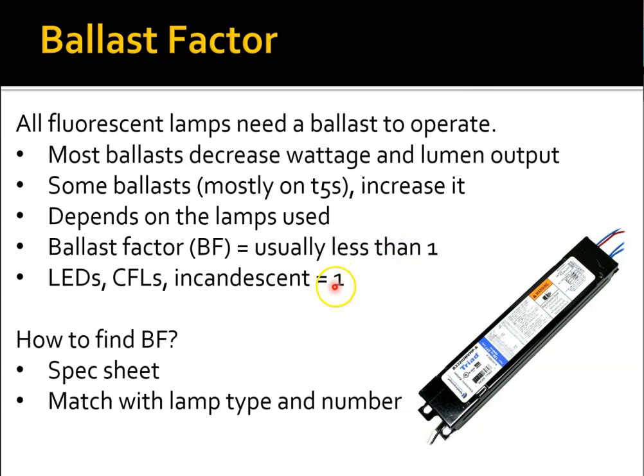And so usually the ballast factor is going to be less than 1. It all depends on the lamp used and the type of ballast you use and so forth. And just to be clear, some ballasts do increase. They have a ballast factor greater than 1. T5s, the really skinny fluorescent tubes, often have a ballast factor greater than 1. But normally it's going to be less than 1. Usually it's around 0.86, 0.88, something like that.